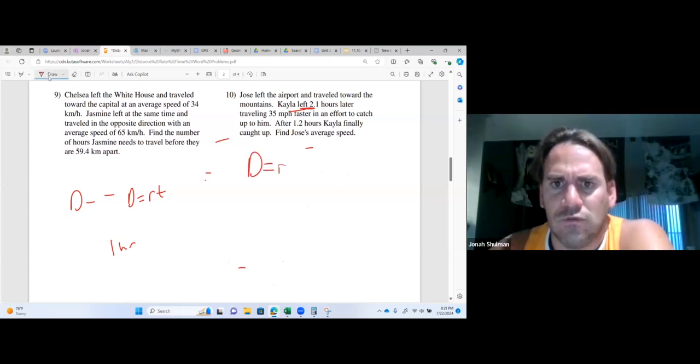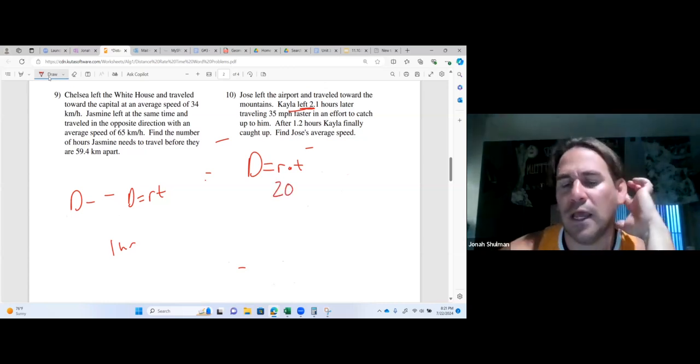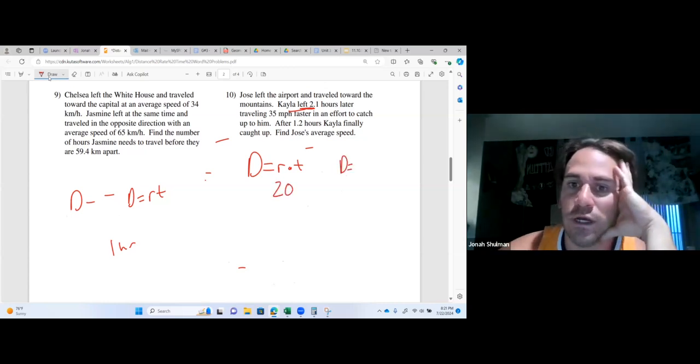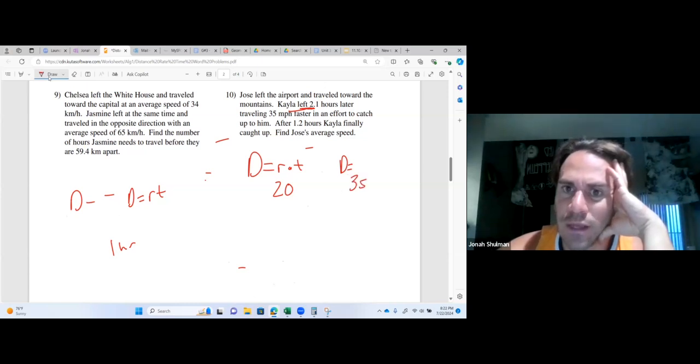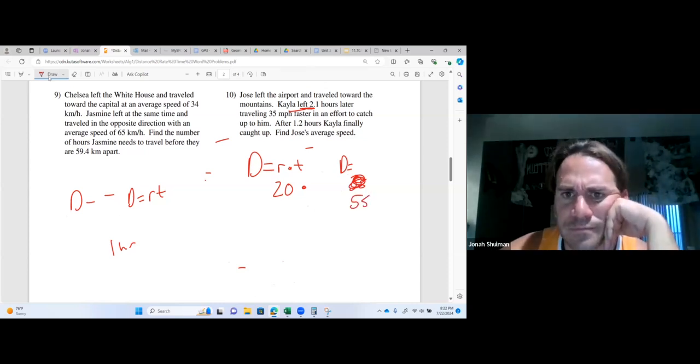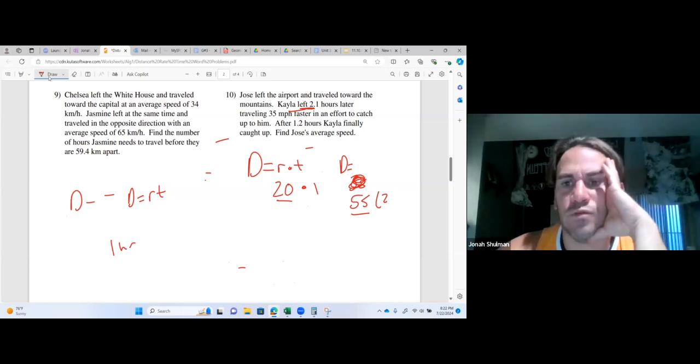So distance equals rate times time. We know he's going 20 miles per hour, and that makes our girl, Kayla, going what? 20 plus 35 is 55. So her rate is 55. And this is going to be 1, and this is 2.1 hours later. Oh, I think I just put the time on the wrong sides. So this is 1, this is going to be 3.1.